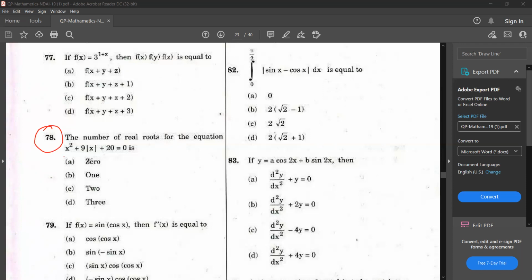So here it is modulus x. Okay. So try. You have to find the number of real roots. How many real roots are there? I want all of you to try and give me the answer.